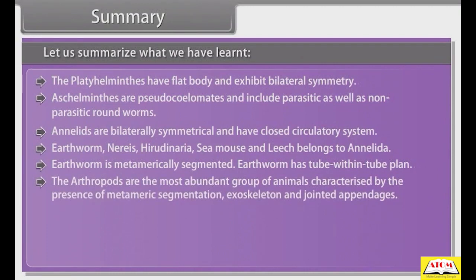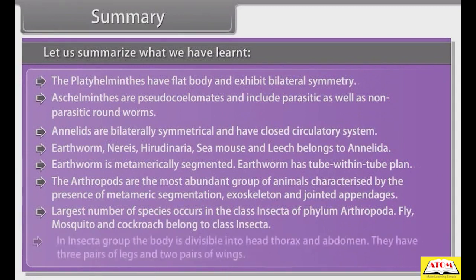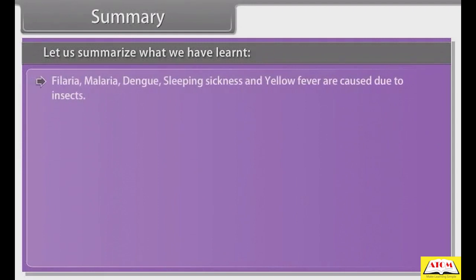The arthropods are the most abundant group of animals, characterized by the presence of metameric segmentation, exoskeleton and jointed appendages. Largest number of species occurs in the class Insecta of phylum Arthropoda. Fly, mosquito and cockroach belong to class Insecta. In Insecta, the body is divisible into head, thorax and abdomen. They have 3 pairs of legs and 2 pairs of wings. Filaria, malaria, dengue, sleeping sickness and yellow fever are caused by insects.